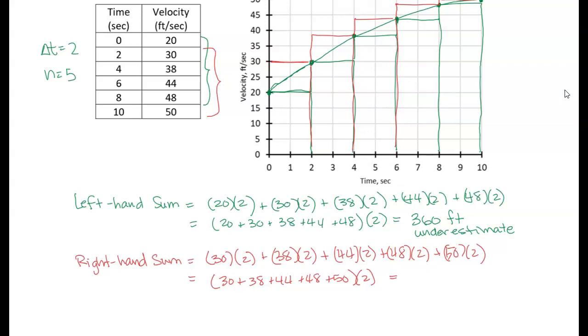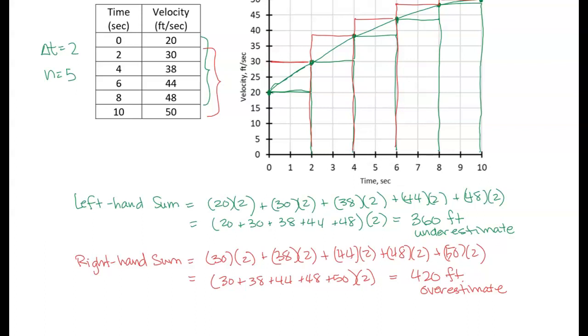So when I put that into the calculator, I get 420 feet. Okay. Now, just by looking at the graph, you can see that is going to be too high, right? That's an overestimate. So let me write that down. Overestimate. Right? Because if I'm using the right-hand data point and it's an increasing function, that right-hand data point is always greater than the left-hand data point, right? So this is going to be an overestimate of the distance traveled.